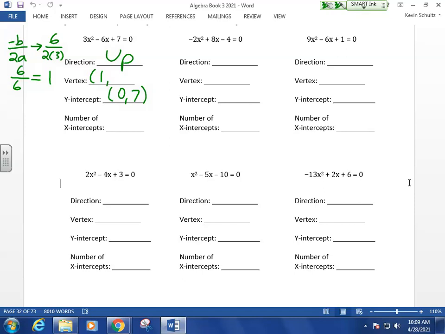Drew? Plug your x value in. Right, we go back to the original equation and we plug x in. So 3x squared is going to be 3 times 1 squared minus 6 times 1 plus 7.